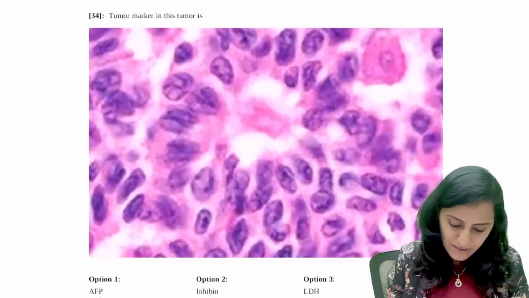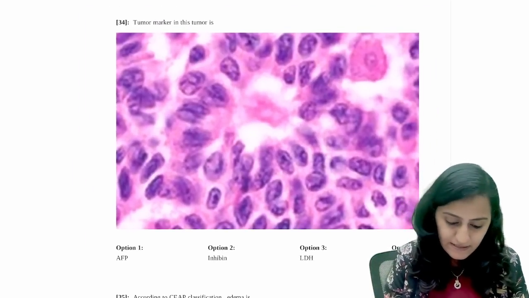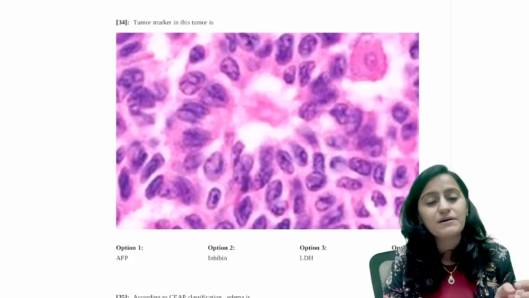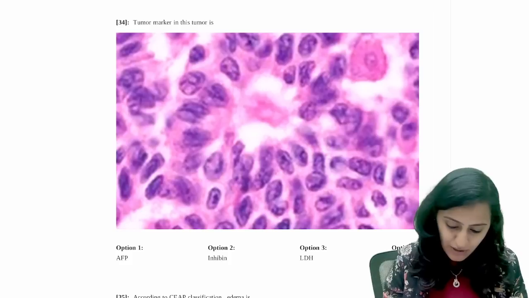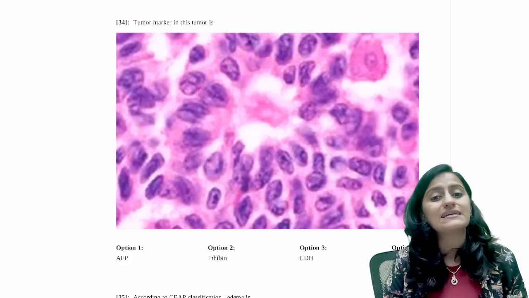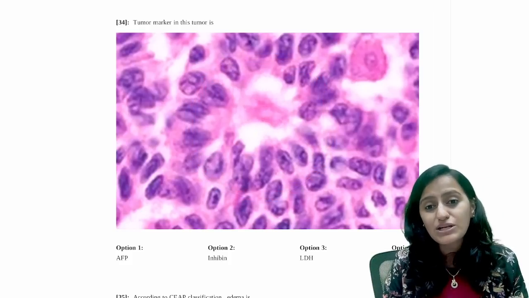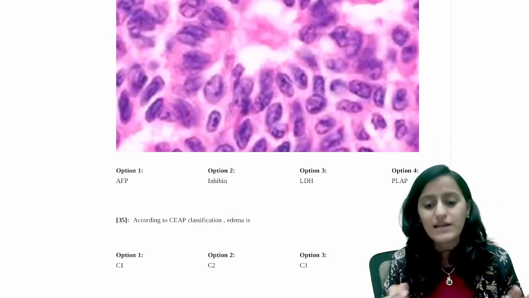Going to the next one, the tumor marker in this tumor. What you see here is an ovarian tumor with a pseudo rosette appearance with central pink material. This is not a yolk sac tumor. You are not seeing the Bowman space-like clear layer here. There is no central capillary here. So this is not a yolk sac tumor. This is a granulosa cell tumor, with a pseudo rosette appearance called Exner bodies.